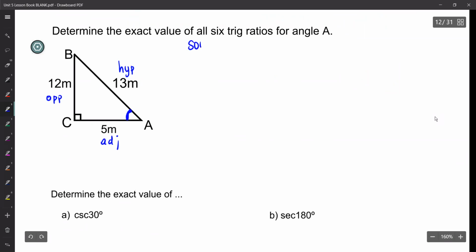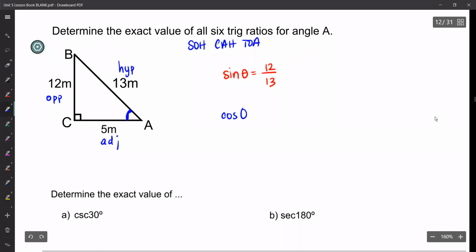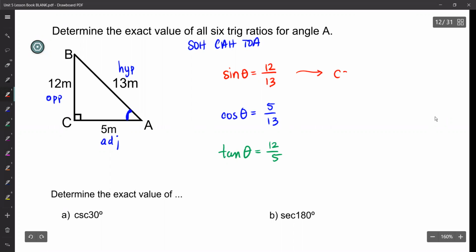So using SOHCAHTOA, we'll just set up the first primary ratios. So sine, opposite over hypotenuse, will be 12 over 13. Cosine, adjacent over hypotenuse, will be 5 over 13. And tangent, opposite over adjacent, will be 12 over 5. Their reciprocal ratios will then just be the reciprocals of these.